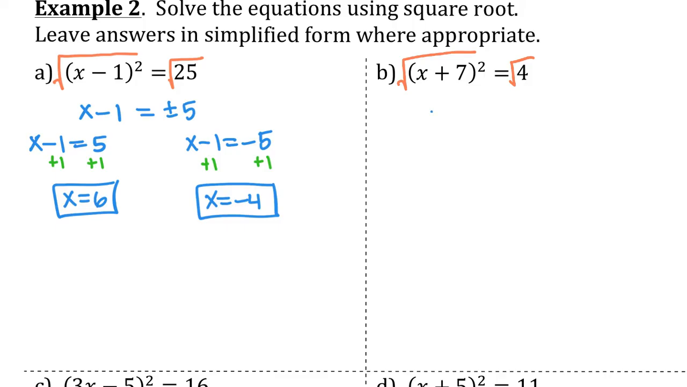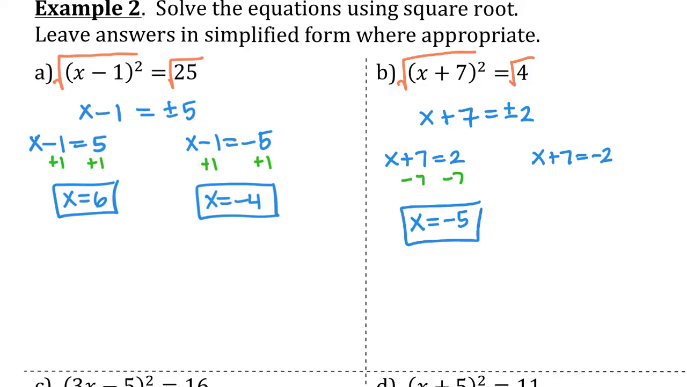That canceled out the squared, but I still have x plus 7 equals, square root of 4 is 2, but because it was squared, I get positive and negative 2. Okay, I'm going to split it into 2. And then I'm going to solve it both ways. It's x plus 7 could equal positive 2, or x plus 7 could equal negative 2. If it's plus 7, I will minus the 7. And I get x equals negative 5 for one of my answers. Minus 7, I get x equals negative 9 for my second answer.